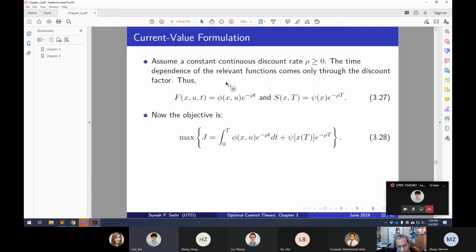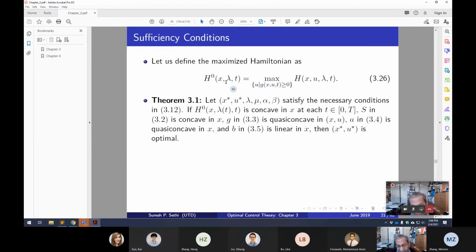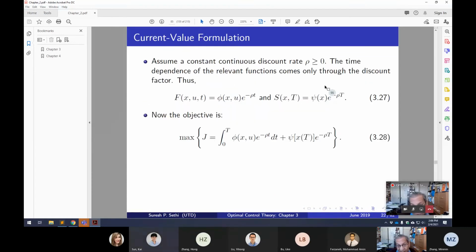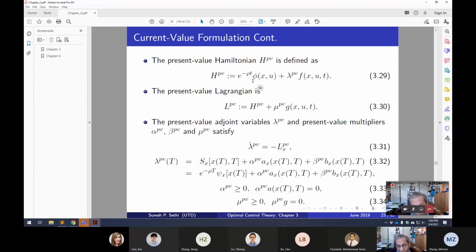Okay, because see, the Hamiltonian is given as H of x, u, lambda, t, right? So that H PV is still a function of x, u, lambda, t, so there's a t inside there in the argument. But I put PV, it means the value is being evaluated in zero time dollars. I understand. Dollars at time 0.